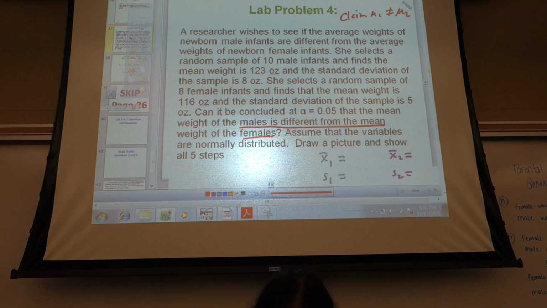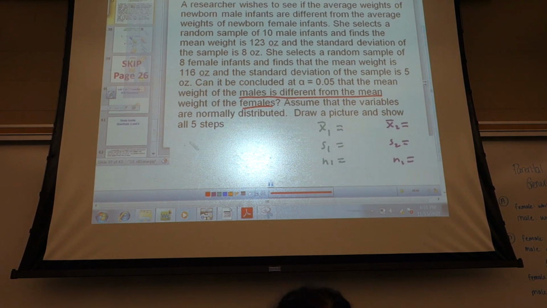let's see. So, my X bar 1, that's going to be my boys, I guess. And if you want, you can put male and female. You can make them X bar M, SM. You know what I mean? I can make these male if you wanted to, and make these female. So if it helps you keep track of them, that's totally acceptable. Either way, it doesn't matter.